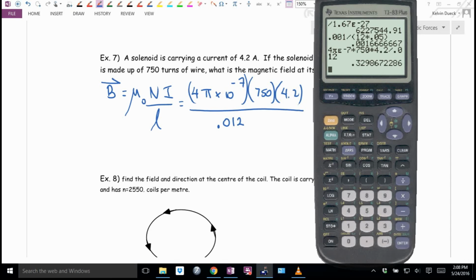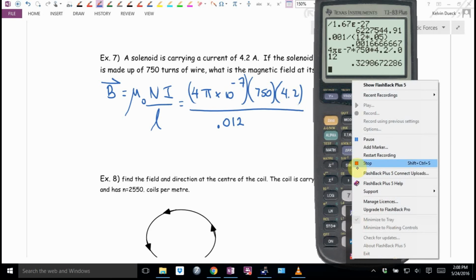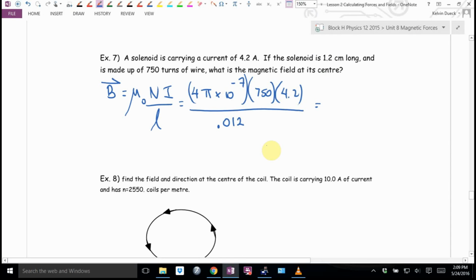Then check, is it -7? Anybody else? Worked now? Worked? Okay. The E is supposed to be there. 0.263 units, magnetic field. Teslas.